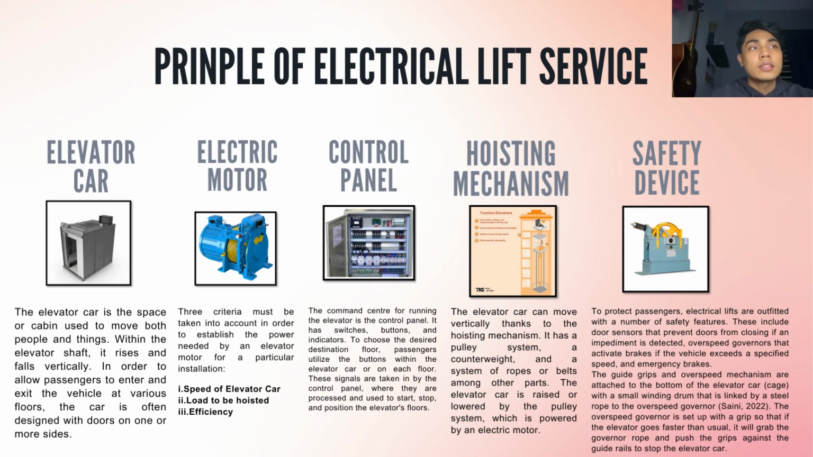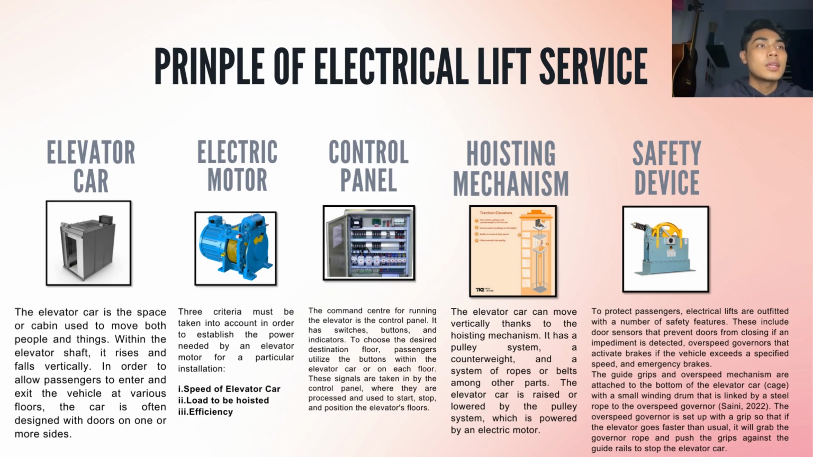Next is the safety device. To protect passengers, electrical lifts are outfitted with a number of safety features, such as door sensors that prevent doors from closing if an impediment is detected, and then overspeed governors that activate brakes if the vehicle exceeds a specified speed, and emergency brakes.